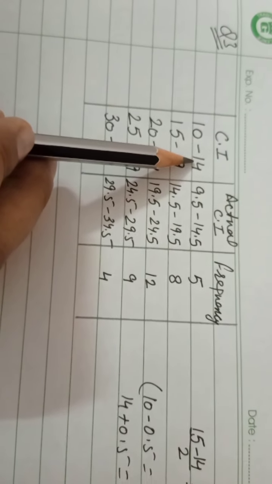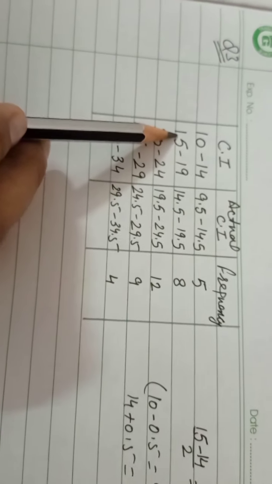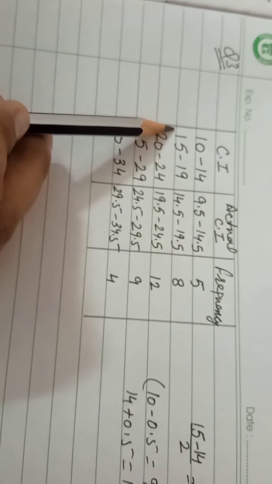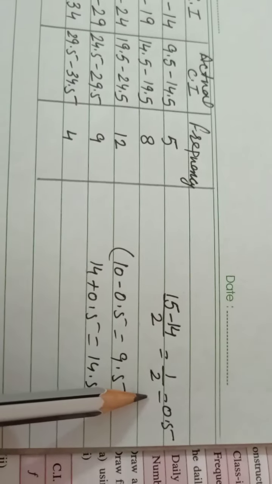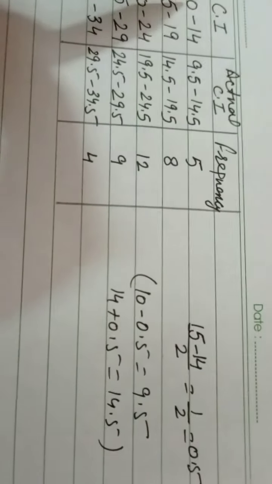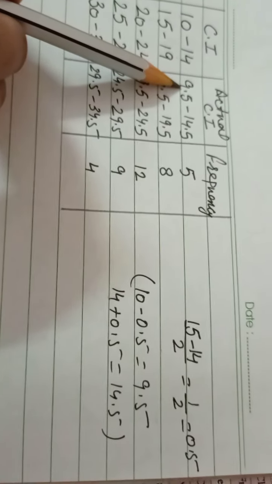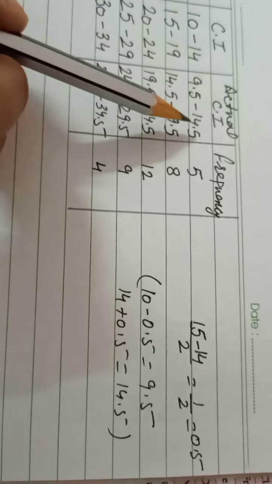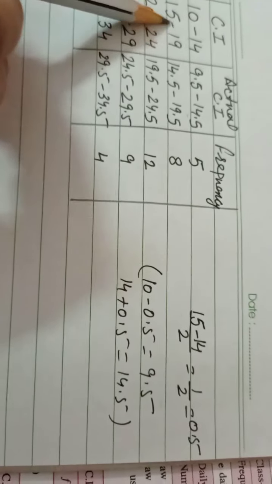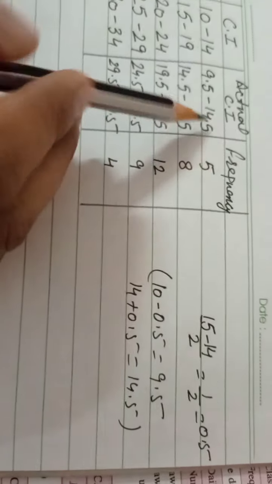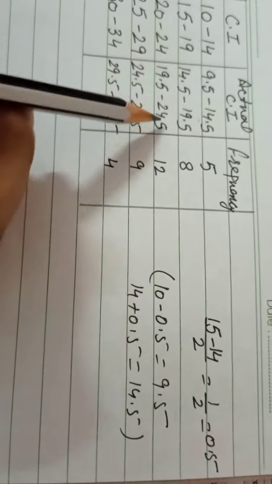Third question, children. Class intervals. I told you first you have to see the class interval. They are not the same. That means I need to find the adjustment factor, which I got over here. 15 minus 14 divided by 2, that is 0.5. As I told you, the adjustment factor we have to subtract from the lower limit and add to the upper limit. So 10 minus 0.5 is 9.5, 14 plus 0.5 is 14.5, and so on. We'll do it this way.